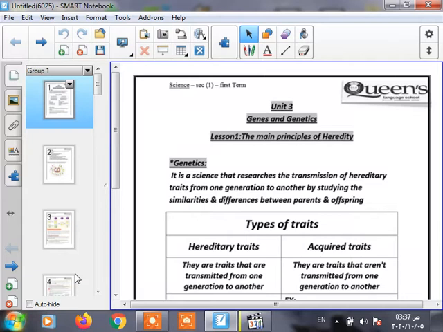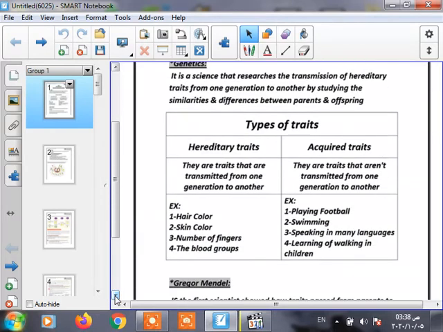What are the hereditary traits like? They are the traits which are transmitted from one generation to another, like from the parents to their offspring. Like we have hair color, we have many different hair colors, maybe blonde, maybe black, maybe brown, and so on. Skin color and eye color and number of fingers and the blood group. These traits can be transmitted from one generation to another. So when I ask you to give a reason: hair color is considered a hereditary trait because it can be transmitted from one generation to another.